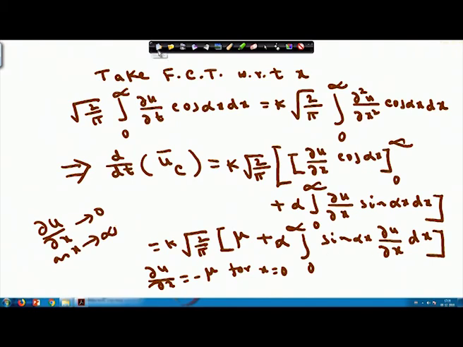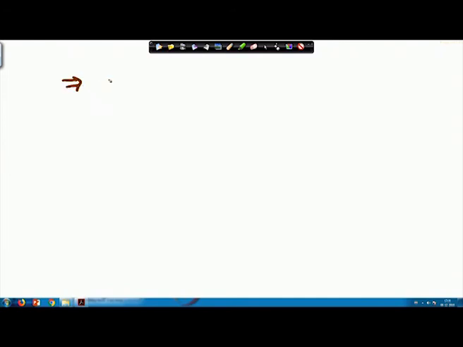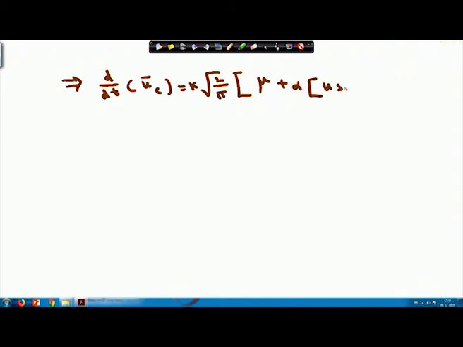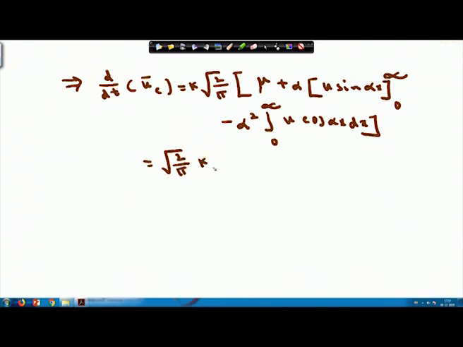So, once I get this, I can again write d dt of u bar c equals k into root over 2 by pi, mu plus, again breaking the integral, u into sin alpha x from 0 to infinity minus alpha square into the integral 0 to infinity of u cos of alpha x dx. And this equals root over 2 by pi into k mu, and this integral is nothing but, again, the Fourier cosine transform of u.